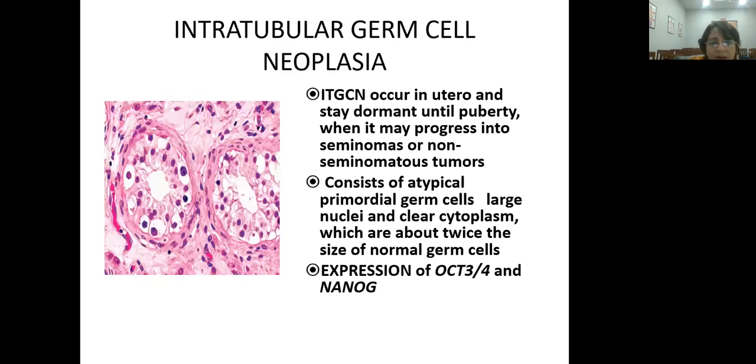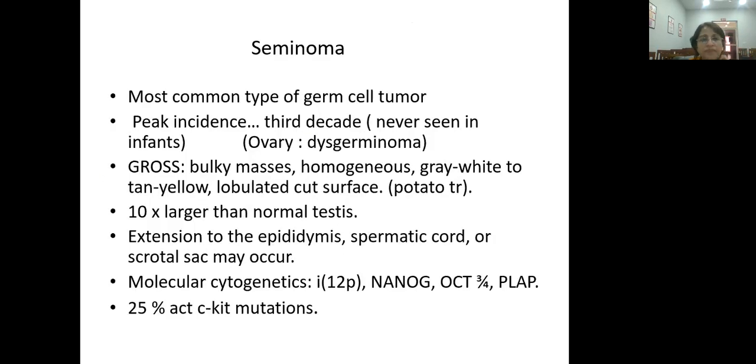Now, this is intratubular germ cell neoplasia. Ye jo bade bade cells aapko nazar aa rahe hain, 1, 2, 3, 4, 5. This consists of atypical large cells, and they are about twice the size. Ye beech mein jo chote wale cells hain, they are the normal germ cells. And you can see that these cells are twice the size. And they express the transcription factors OCT3, 4, and NANOG.